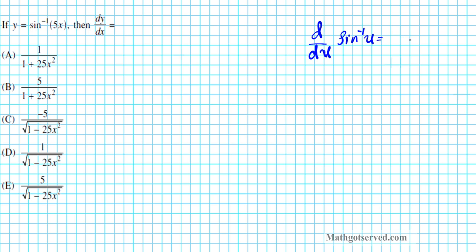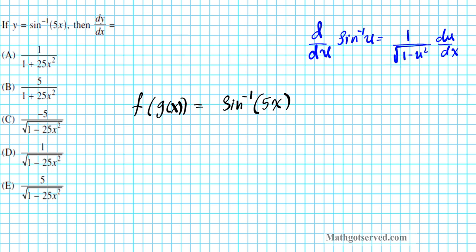The derivative of an inverse sine function is 1 over the square root of 1 minus u squared, times du/dx, applying the chain rule, okay? All right, so I'm going to do this using the approach I used earlier for the previous problem. f of g of x is equal to arcsin of 5x. We just have two functions here, okay?